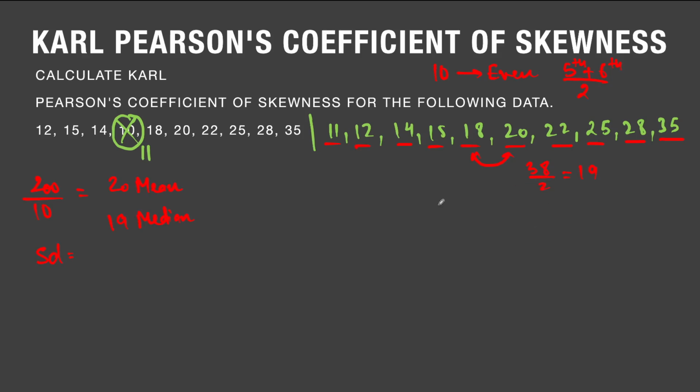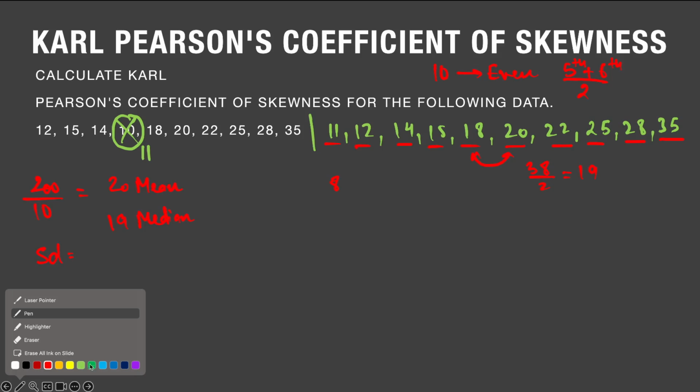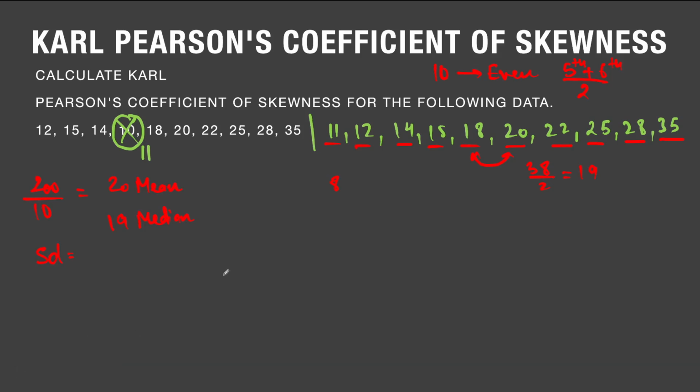Standard deviation is found against the mean only, so I'll quickly do it. 20 minus 11 is 9, and 9 squared is 81. I'll use a different pen color for this so that you remember what I have done. This is 81, and this is 64. 20 minus 14 is 6, 6 squared is 36. 20 minus 15 is 5, squared is 25.